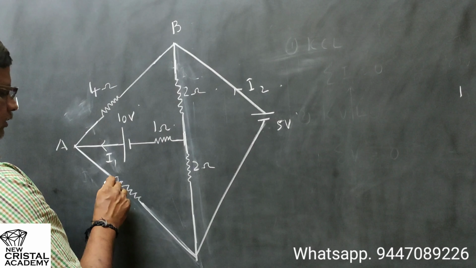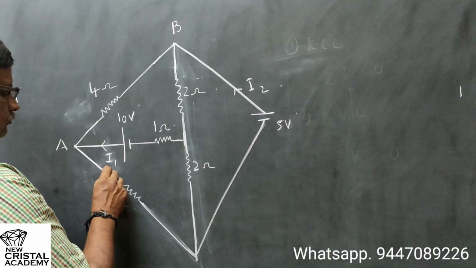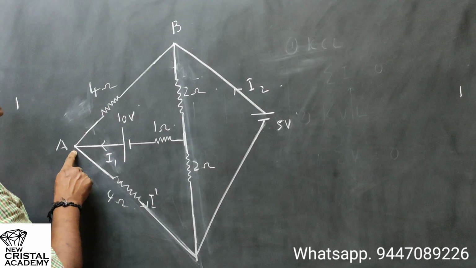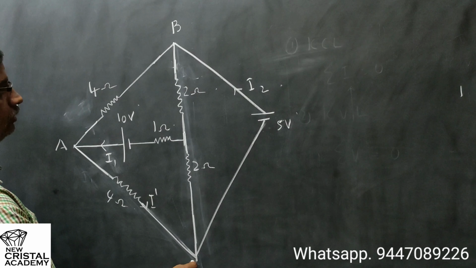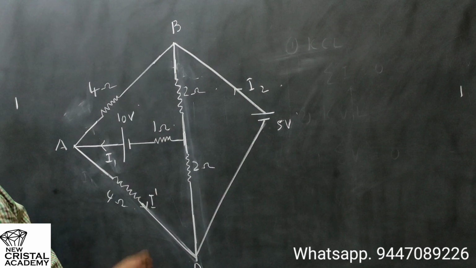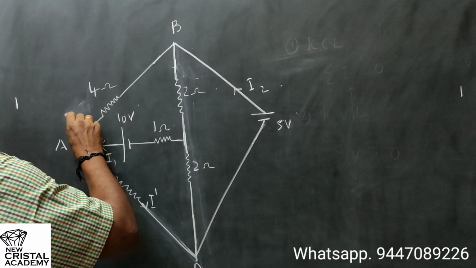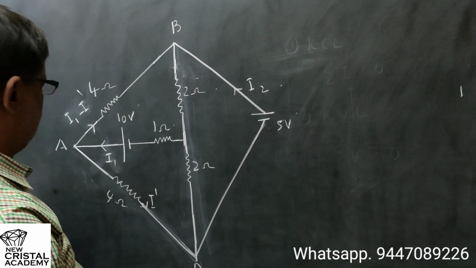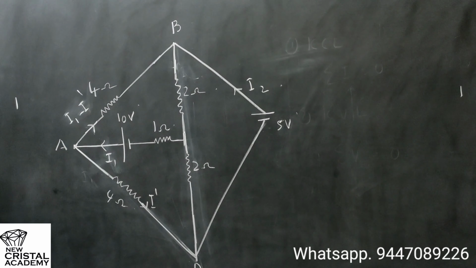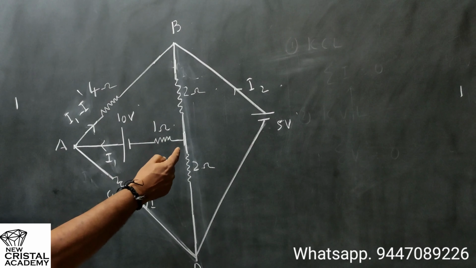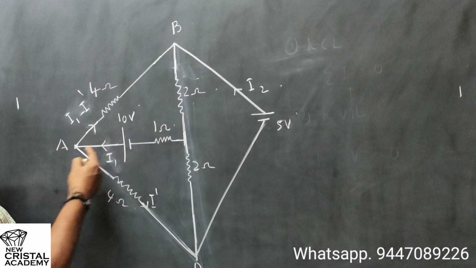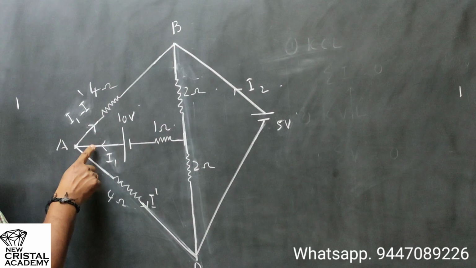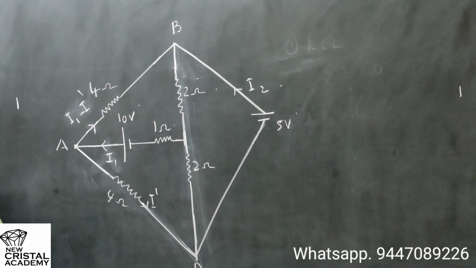So let us assume that a current I dash flows through this branch AD. Then the remaining current I1 minus I dash will flow through this 4 ohm resistor. We have applied Kirchhoff's junction rule at the point A. So the sum of the incoming currents equals the sum of the outgoing currents, or the sum of the currents arriving at the junction equals the sum of the currents leaving the junction.